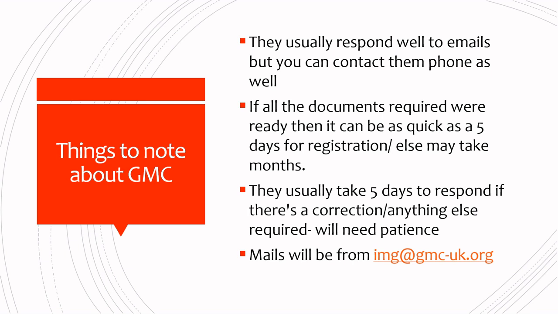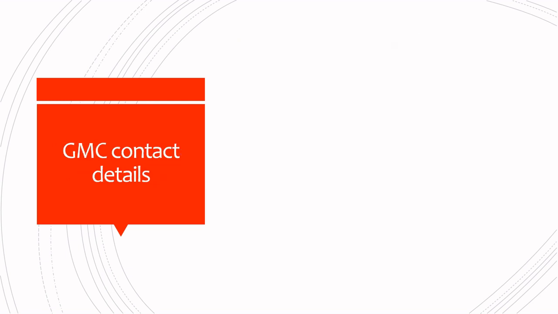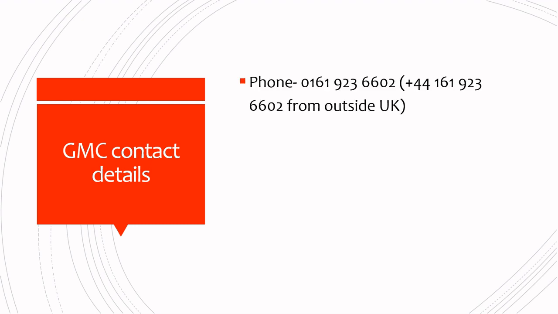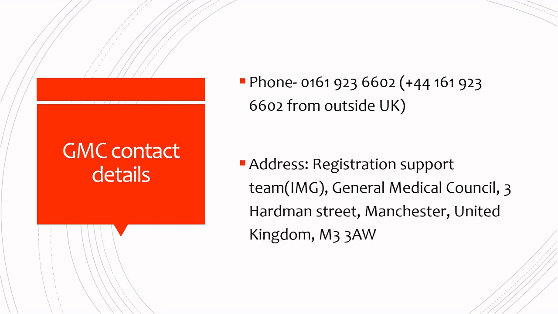And the mails will be coming from this email ID that I've mentioned here. So keep a check on your mail all the time if you are getting any mails from this ID. The GMC contact details I have mentioned here, the phone number to contact from the UK as well as outside the UK, but you can get all the details and the address updated on the GMC online site. So I have tried to detail all the GMC's requirements, what we need to do in order to speed up our process and everything related to the GMC registration in this presentation.